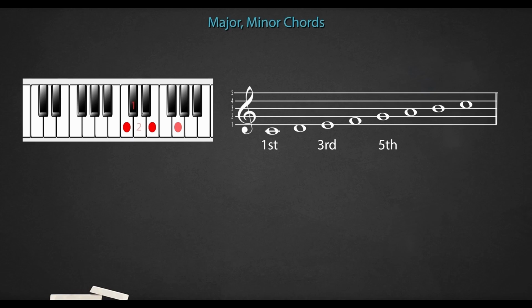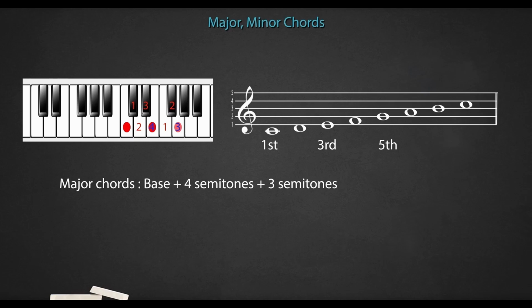How is it made of intervals? From C, our base, we go up 4 semitones, or a major third, to find the third of the chord, E, and then 3 more semitones, a minor third, to find the fifth, G. So major chords are made of base plus 4 semitones plus 3 semitones. And this is the recipe for all major chords. The chord C major is symbolized with the letter C.